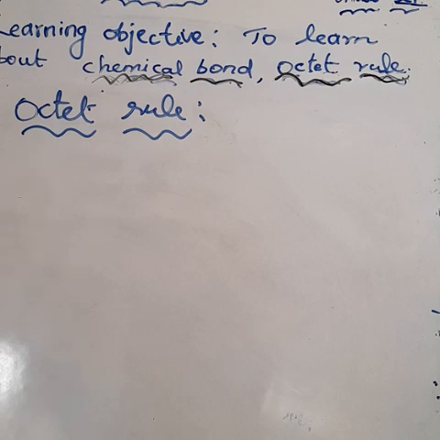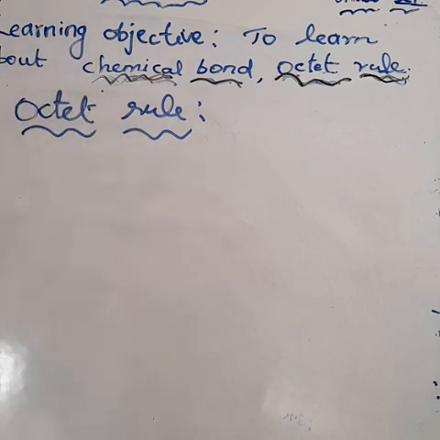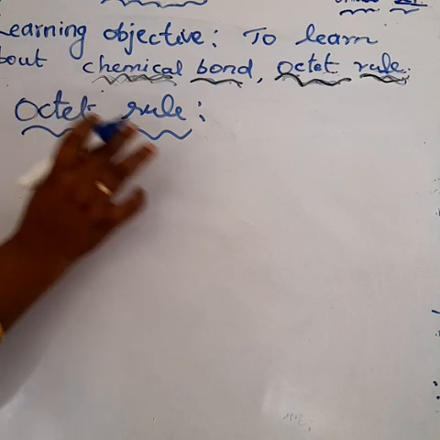Okay. How do the noble gases exist in stable form? It can be explained by octet rule. Okay. What do you mean by octet rule?